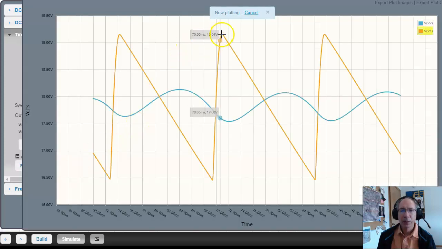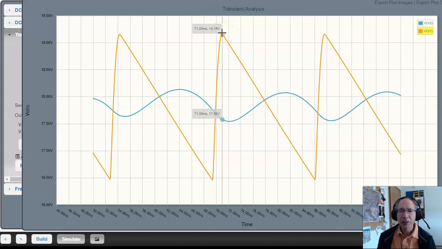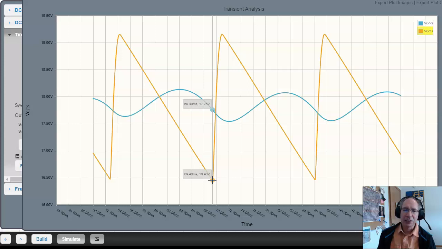But once you get the waveform, move the cursor up here. There's the maximum, 19.15 for V1. And here's the minimum, 16.47. Take the average, that's your DC signal. Take the difference, that's your peak to peak.